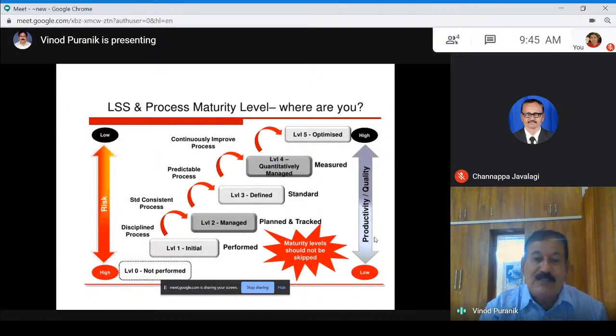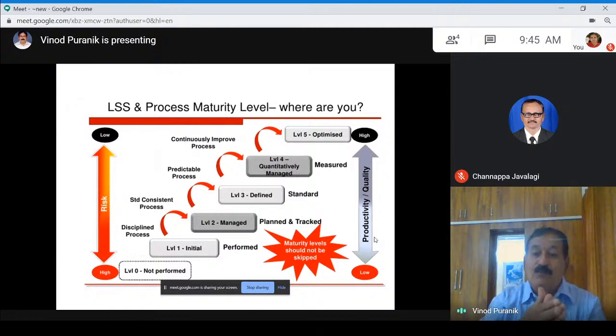There are different levels here. Level 1 initial, then disciplined process, then standard consistent process, then managed, then the predictable process. So this is how the things are there. You look at, there are two things: the risk, and the productivity and quality.